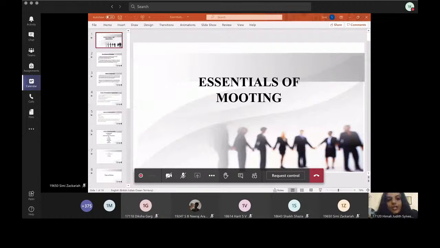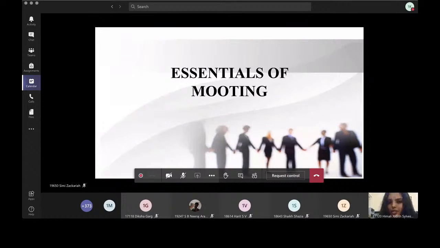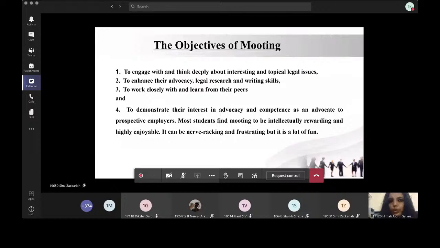So the objectives of mooting are: one, to engage students in different aspects of legal issues. Second, to inculcate the tricks of advocacy and legal research. Thirdly, what happens in a mooting exercise is that you learn to work in a team with your peers. Fourthly, it also inculcates the interest that one has in the legal area and in other legal issues, and it also helps one in prospective areas of job seeking. So with this, we move on to what a moot court competition means.